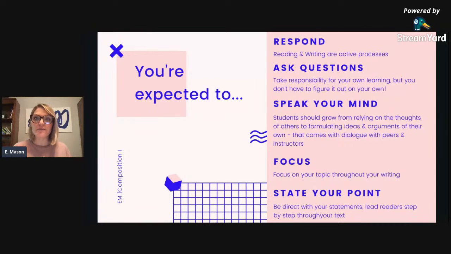So, first, respond. You're going to be expected to be a part of the active reading and writing process. Earlier in the semester, we talked about being an active, engaged reader. You're also going to be active and engaged in your writing. As you are processing the things that you are reading, in turn, you're also going to be channeling those thoughts and analyses in your head into your writing.